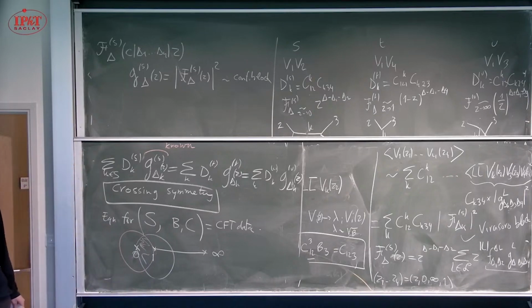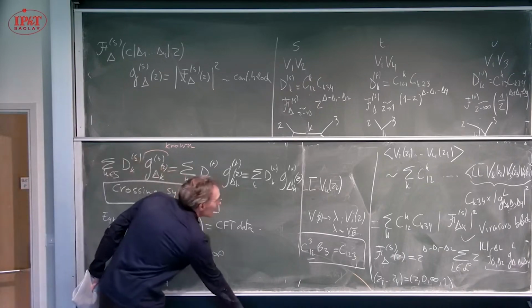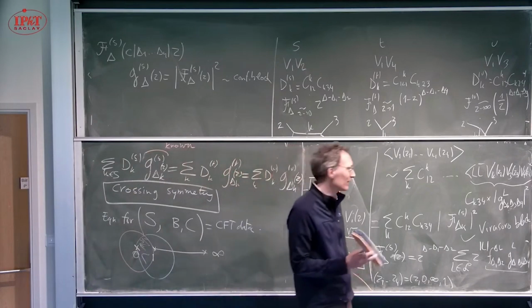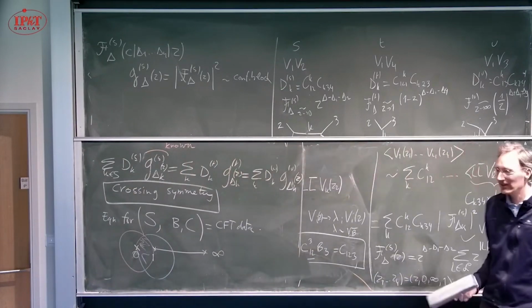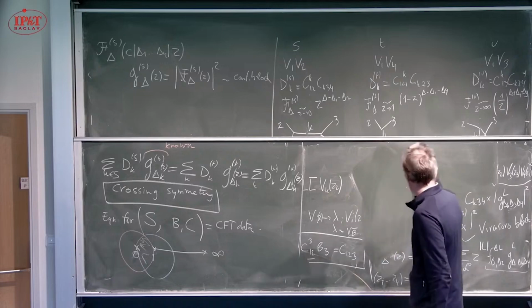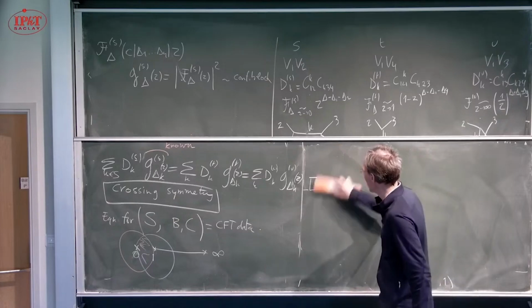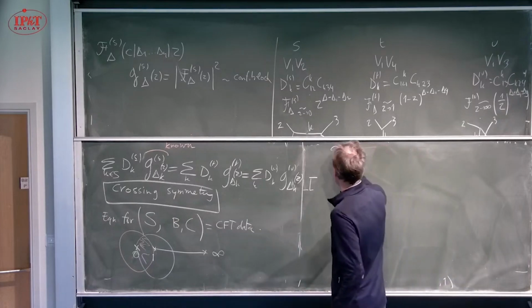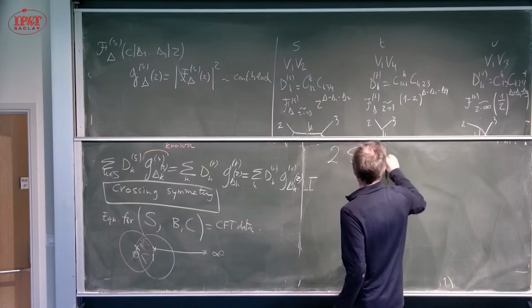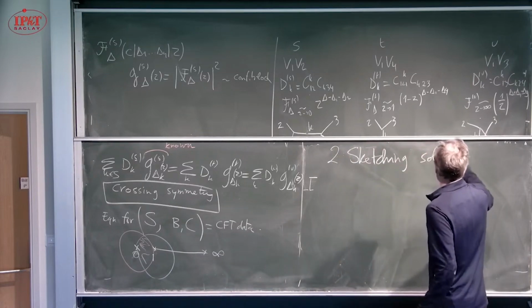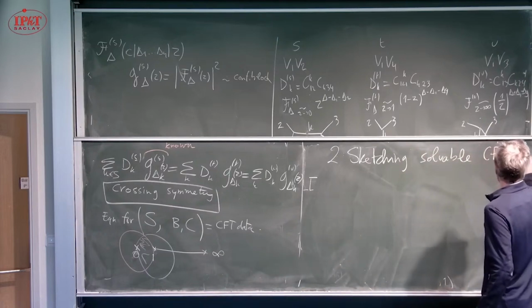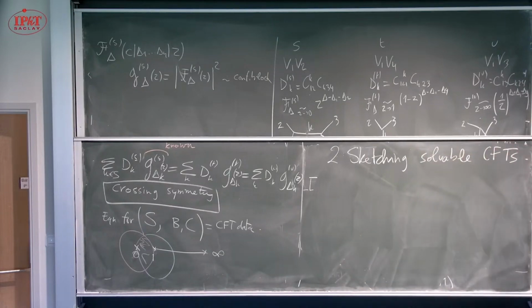Okay, other questions on crossing symmetry? Okay. So I propose to continue for maybe 10 minutes in order to start section 2, which is about sketching some simple solvable conformal theories. Because so far we've done the general formalism, which applies to basically any two-dimensional CFT, but now we want to focus on the ones that are solvable.